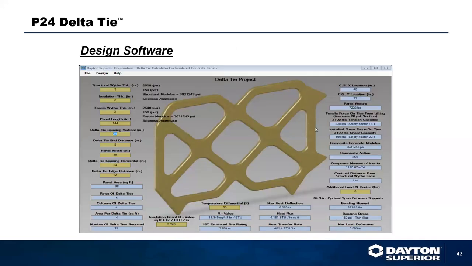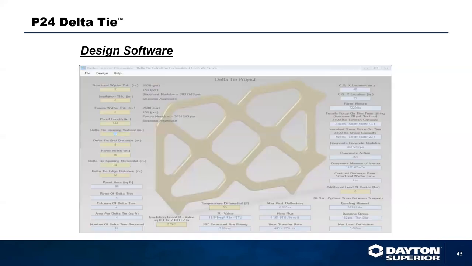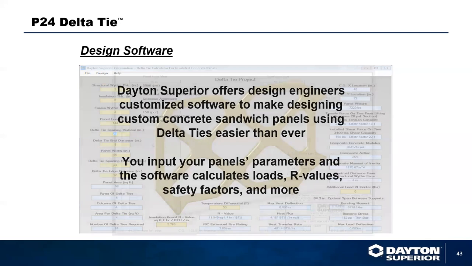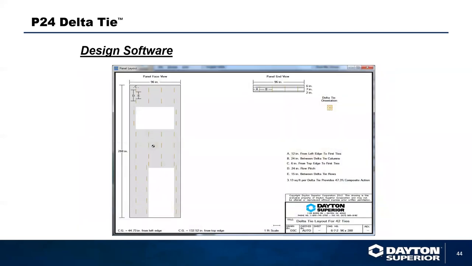At Dayton Superior, we have design software to help you determine how many Delta Ties you're going to need for the panel, and help with the positioning of the tie to determine what panel schematic works for you, whether it's a 2x4 or 4x2 spacing. We also have design software within our panel books. If you're doing a tilt-up project, we can provide spacing and location within the panel books for all the panels that will be insulated, showing where the Delta Ties need to be.